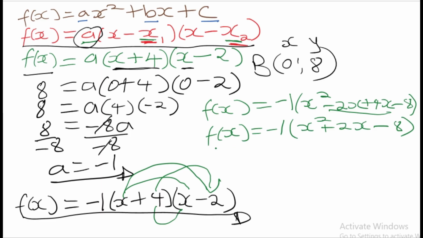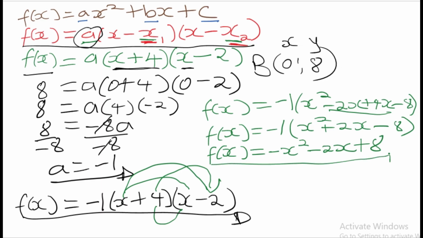All right, f of x now is equal to, I will multiply everything inside the brackets by negative 1. So I'll have negative x squared, and then I multiply positive 2x by negative 1, I'll have negative 2x, negative multiplied by negative 8 will give me positive 8. Now, like this, we have finished answering the question.